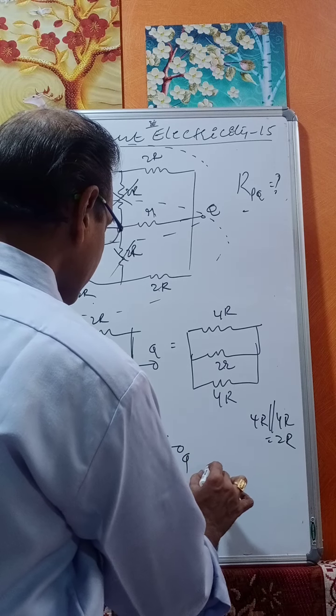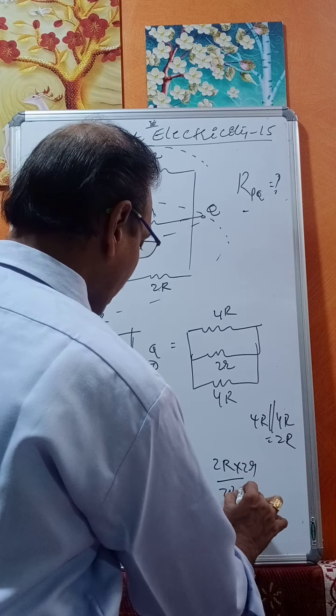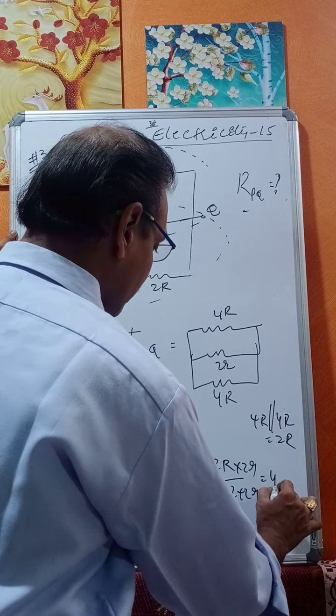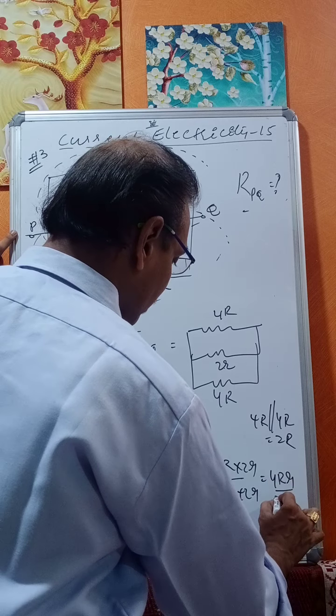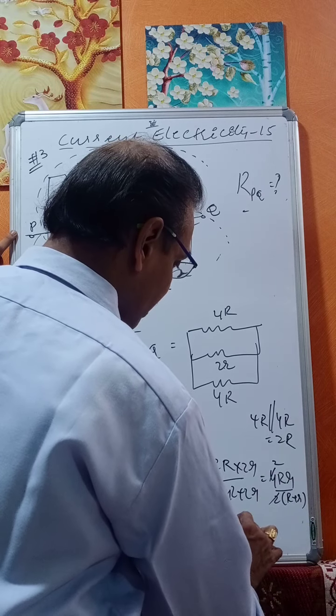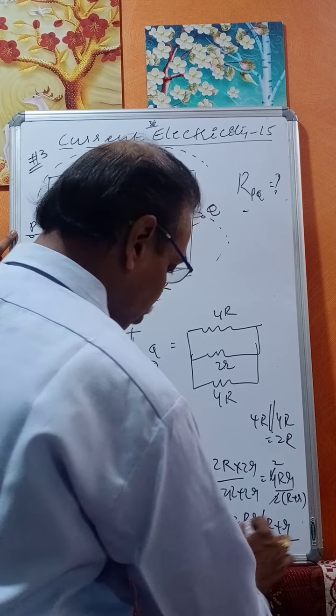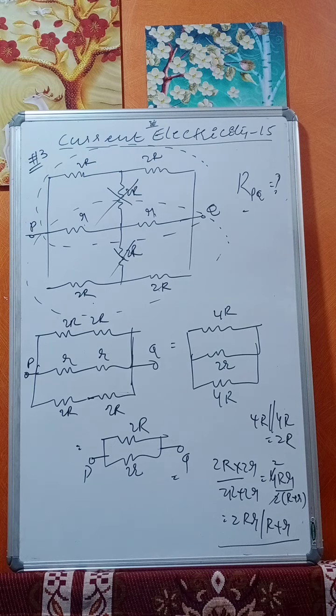PQ is equal to 2R into 2R by 2R plus 2R. That is equal to 4RR by 2 into R plus R. The 2 gets cancelled. That is equal to 2RR by R plus R. So this is 2RR by R plus R.